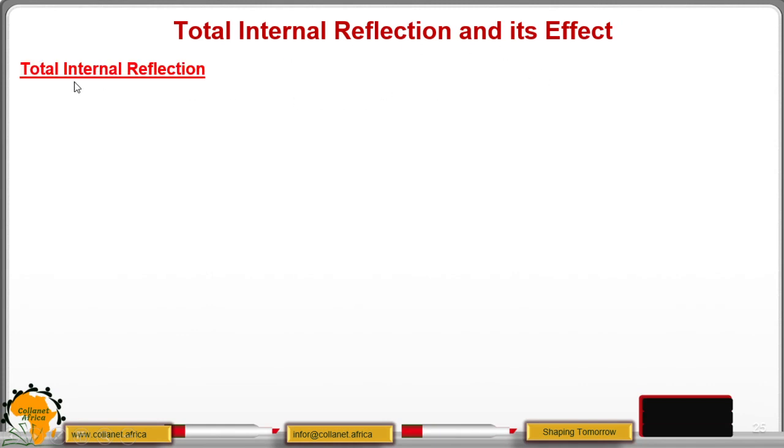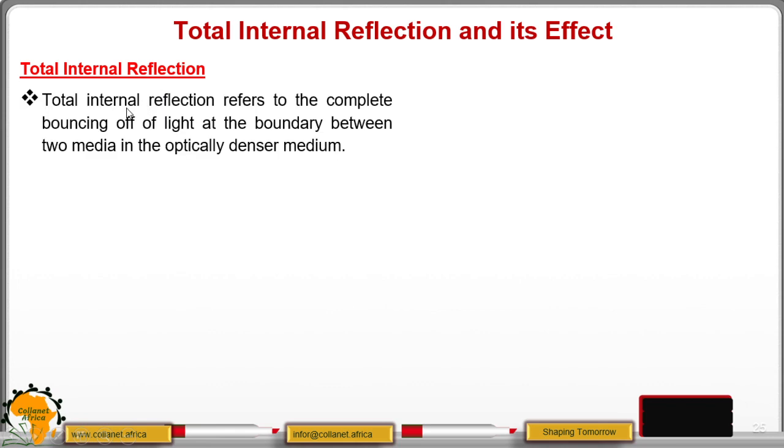So we start with total internal reflection. It refers to the complete bouncing of light at the boundary between two media, in the optically denser medium.